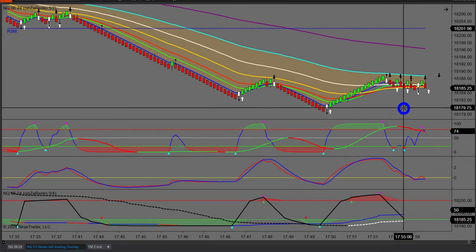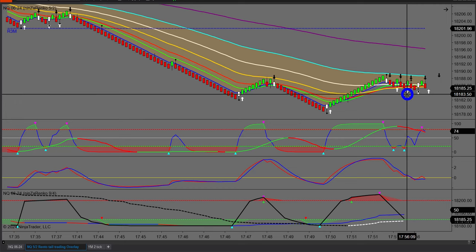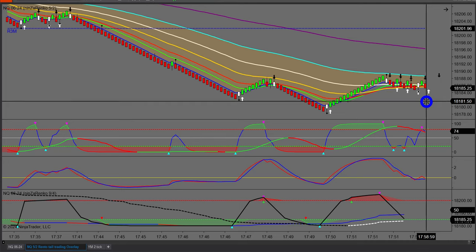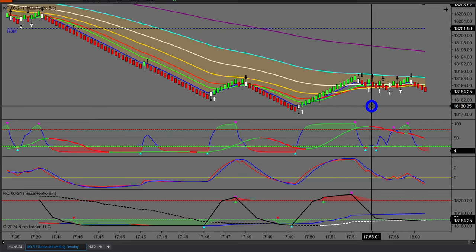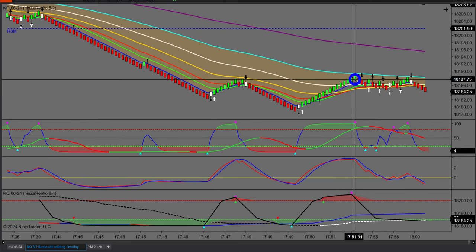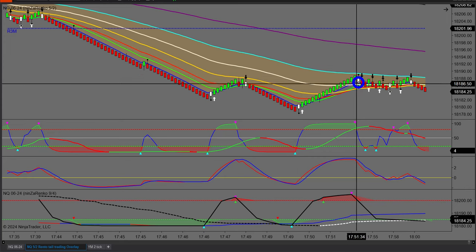Now it actually hooks here, so we would be in a short, probably somewhere about here. Okay, so we'd be in this particular trade. So we take a bit of heat there. And look what we've got here as well. If you're wondering about the arrows, they're turning very, very quickly.